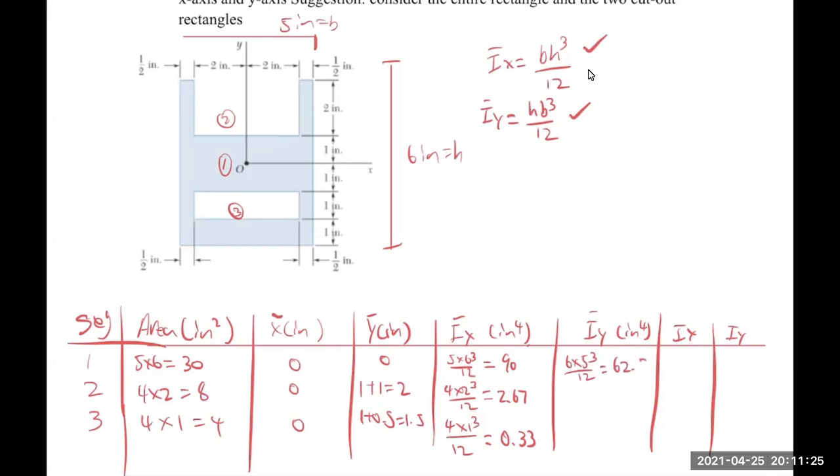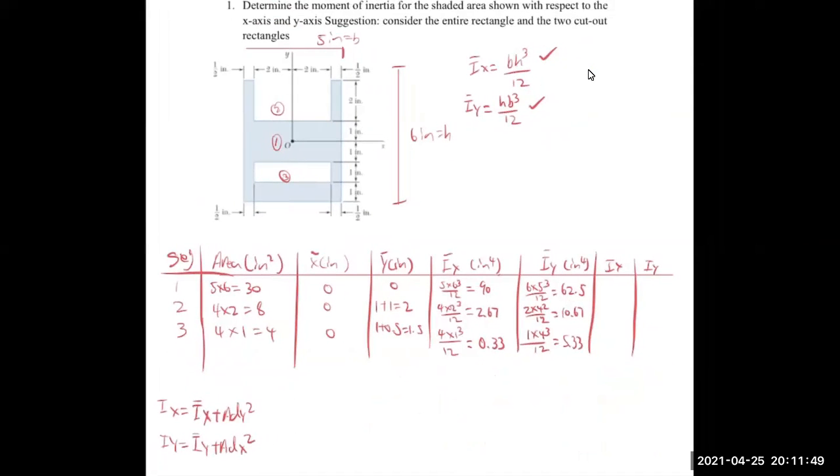It'll be 62.5. Okay. And then for segment 2, it's 2 multiplied by 4 squared over 12, which would be 10.67. And then for segment 3, okay. All right, so we found our I bar x and I bar y, and now we have to find the actual Ix and Iy. The equations are shown right here.